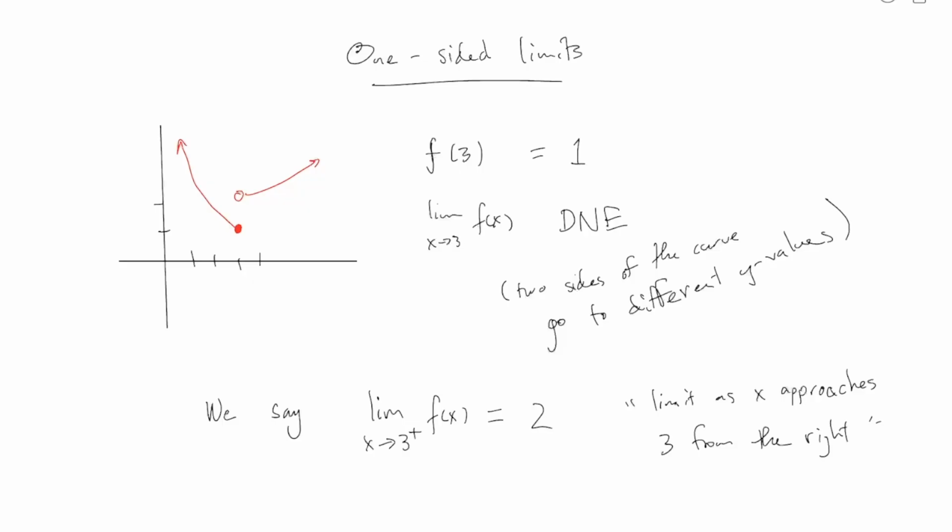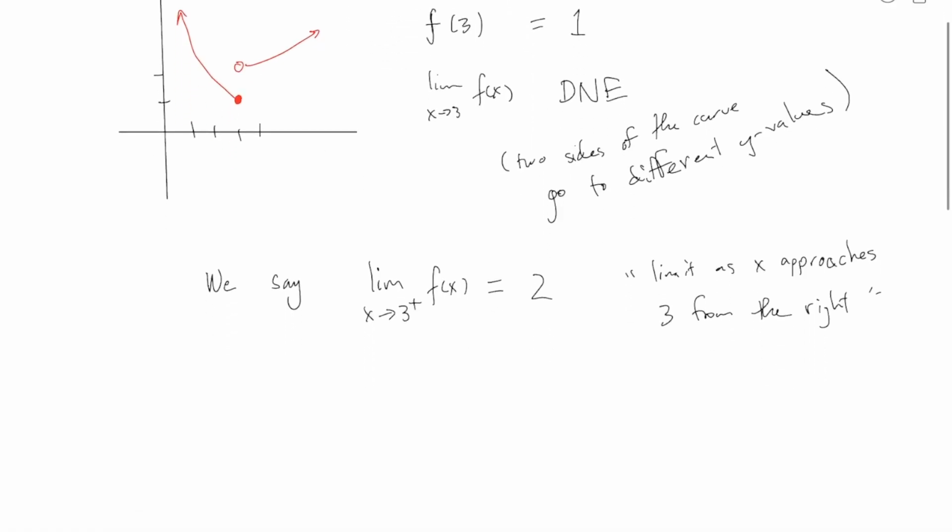And in this example, that y value along the side from the right goes to 2. Sorry, I'm mixing up my 3's and 2's. Along here, the y value approaches 2. And then we can also talk about the limit from the left. That's written in the same way, but with a minus instead of a plus. So that would be lim x goes to 3 from the left.